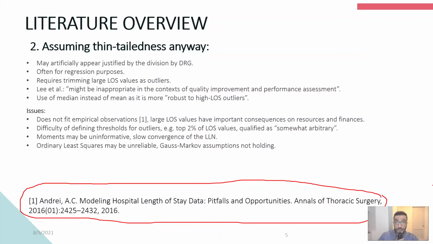They also raise the question of what are considered outliers. A commonly used threshold is to cut the top 2% longest length of stay, which has been qualified as somewhat arbitrary. An even more severe issue with trimming outliers is that it may discard important statistical information about length of stay, as I will attempt to show in this presentation.